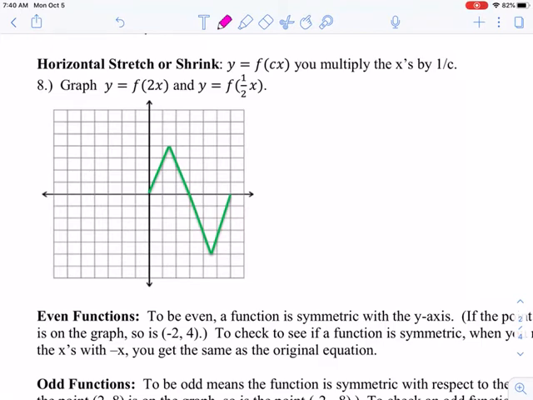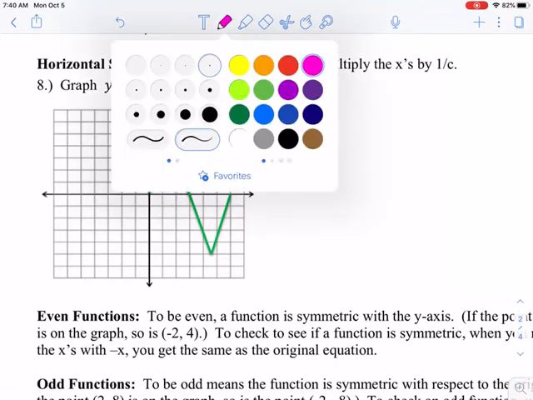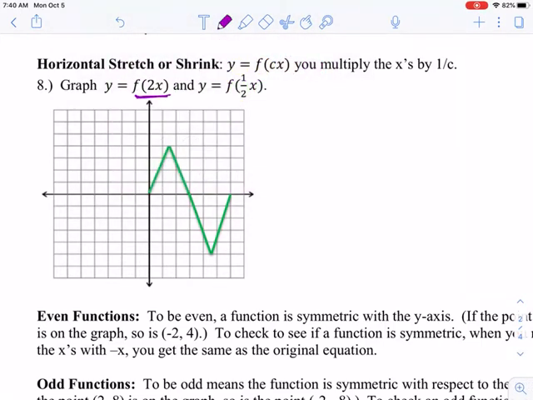If I want to find f(2x), that means it's going to happen twice as fast. So I can fit 2 of these graphs within the original. So if it's happening twice as fast, and I want to fit 2 of them within the original, then I have to multiply the x's by 1 over 2. So let's start off at (0, 0). Anything times 0 is still 0, that's going to stay.